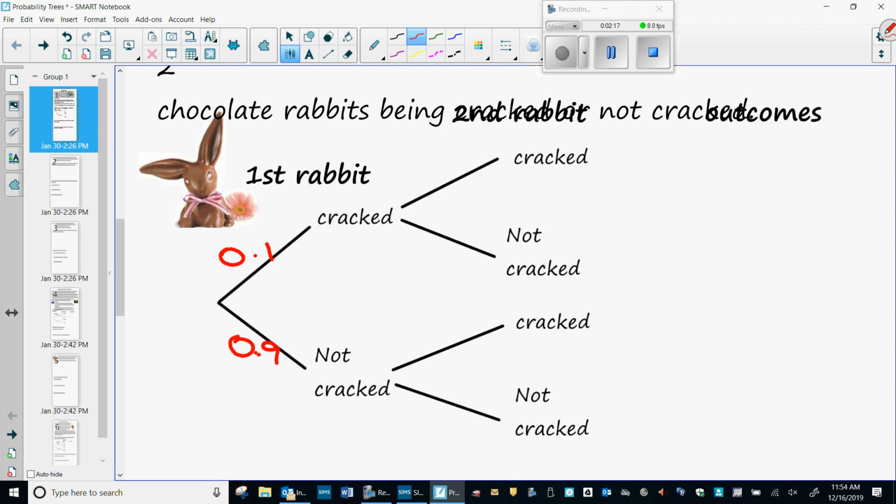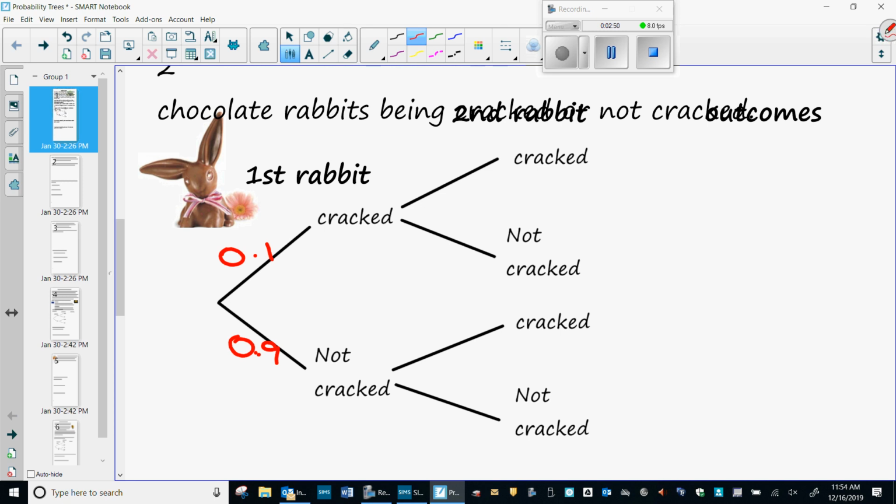Now, this portion here represents the second rabbit. Now, the second rabbit is going to be looked at whether the first one was cracked or if it was not cracked. So that's why you need double branches from both options. Does that make sense? So this was following the path that the first one was cracked. Well, that's got nothing to do with the second one being cracked or not. So we still have 2 options. So our second rabbit can be cracked or not cracked. And then we have to have those same 2 options here.